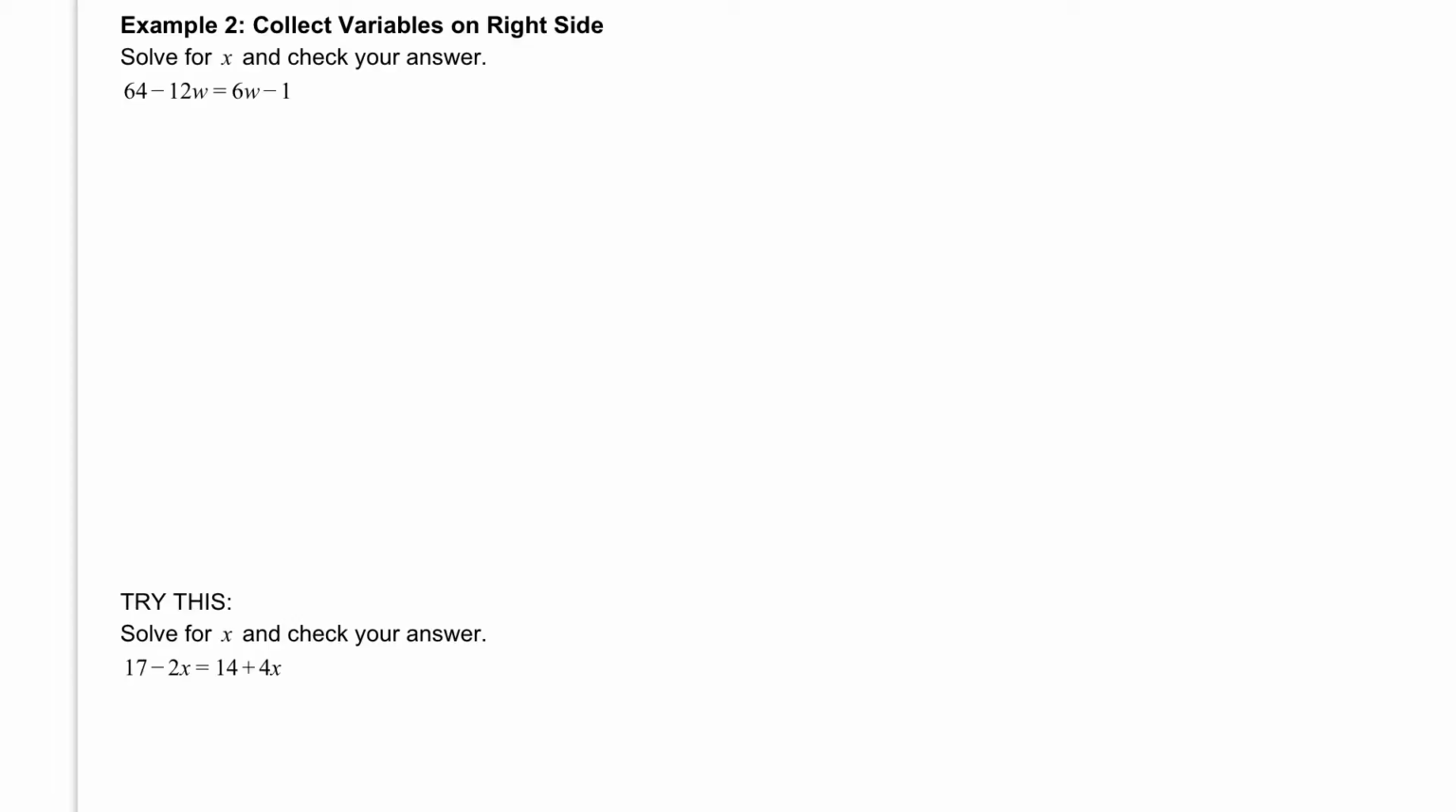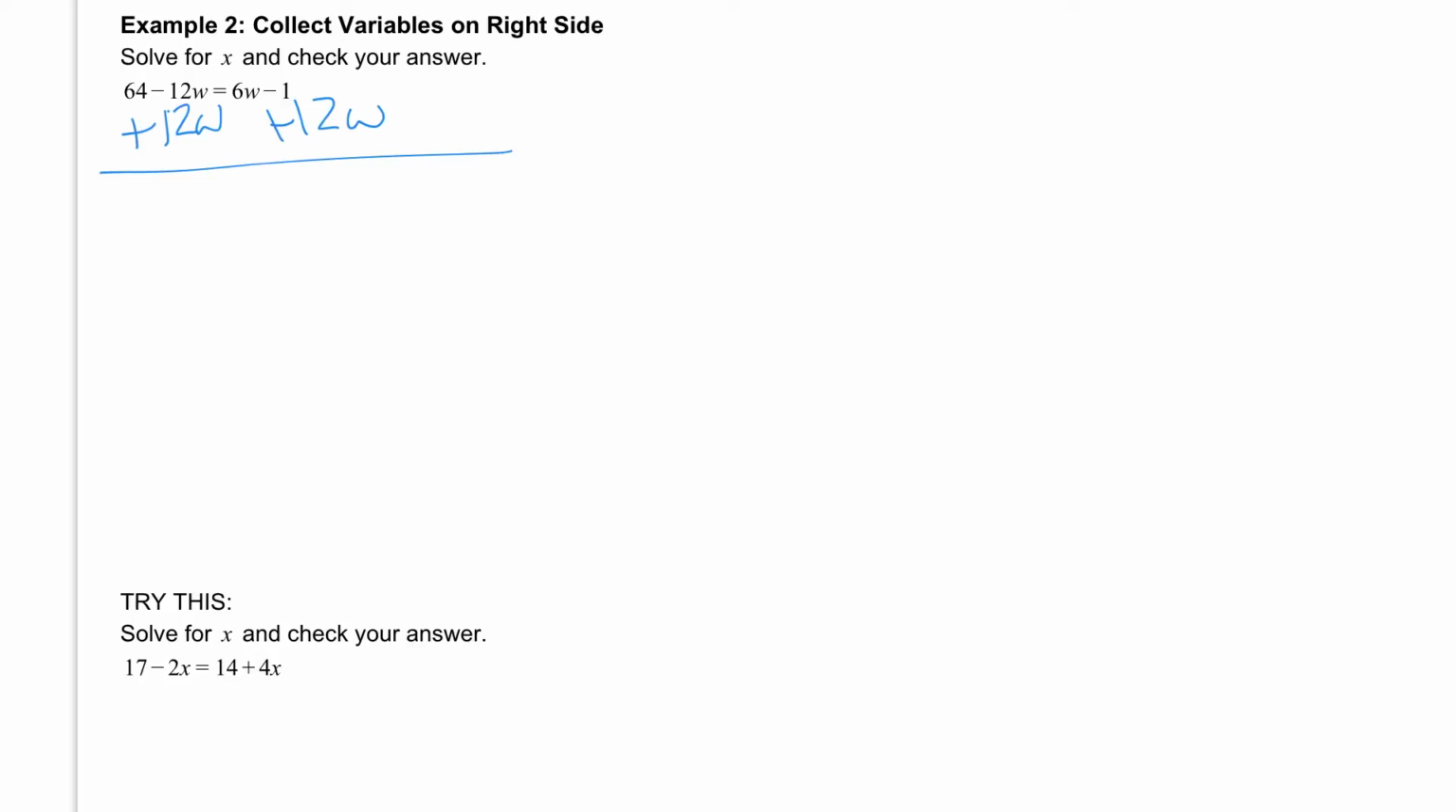Like I said before, my personal preference, if I have the choice between a positive and a negative, is to always move my negative one so that I don't have to deal with as many negative signs in the long run. So since I'm subtracting this 12w, I'm going to add the 12w on the left-hand side. And if I add it on the left, I also have to add 12w on the right.